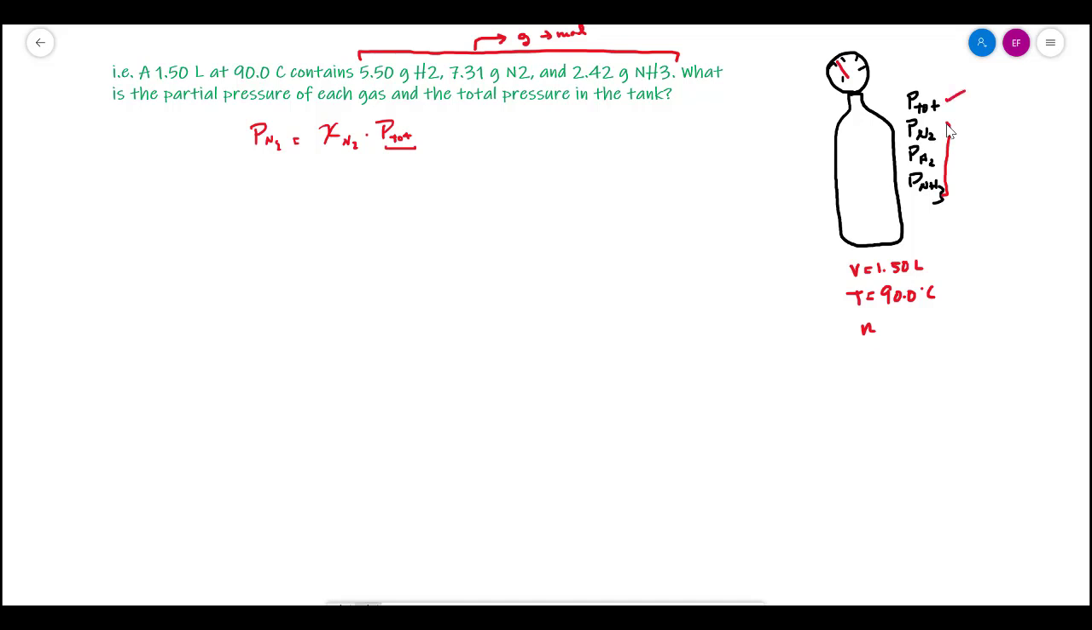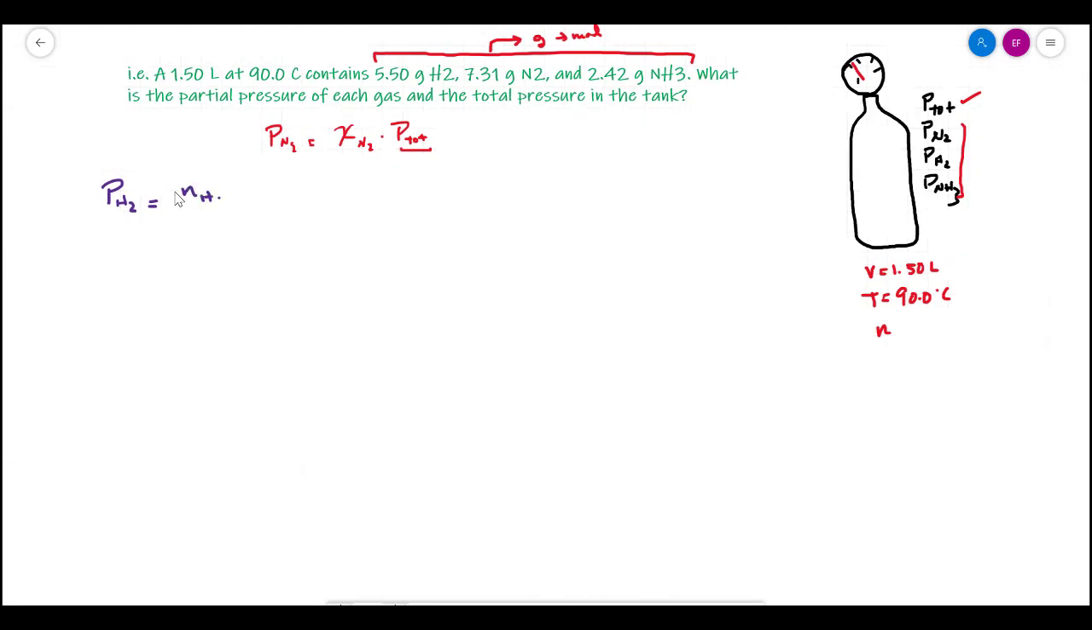So instead, what we could do is just write out the ideal gas law for each of the individual partial pressures, because we know that has to be true. We know that the pressure of hydrogen has to equal the number of moles of hydrogen times the gas constant times temperature divided by volume. We know that to be true.